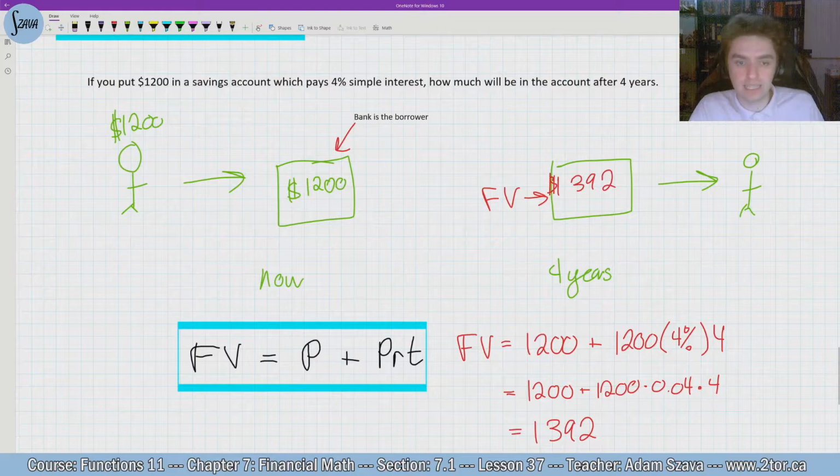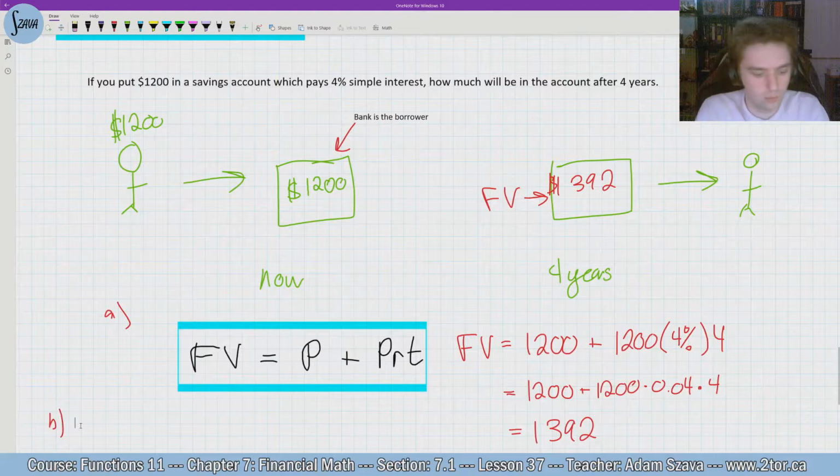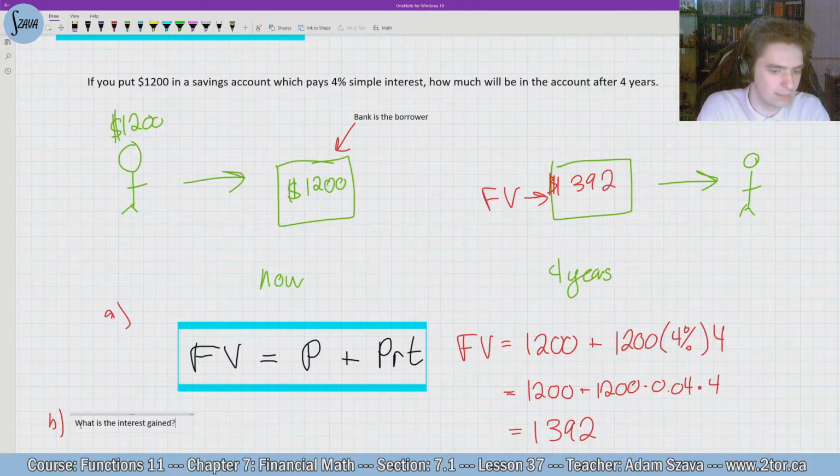So the principal is $1,200. The future value is $1,392. And we might ask now, what's the interest? What's the interest gain? Maybe this is part A. Maybe part B would be, what is the interest gained by this gain? Let's just say that.